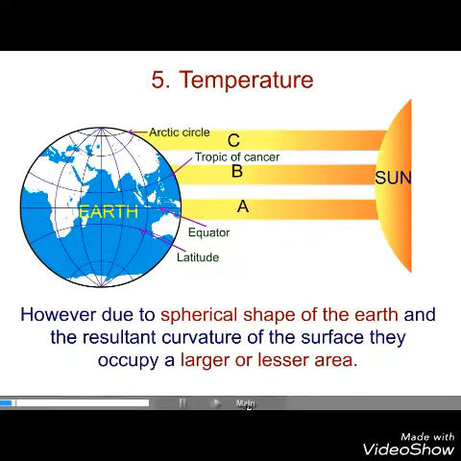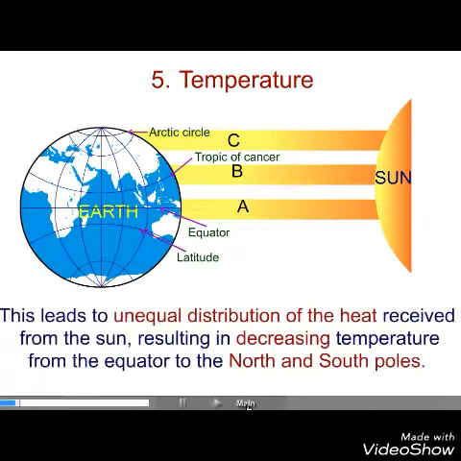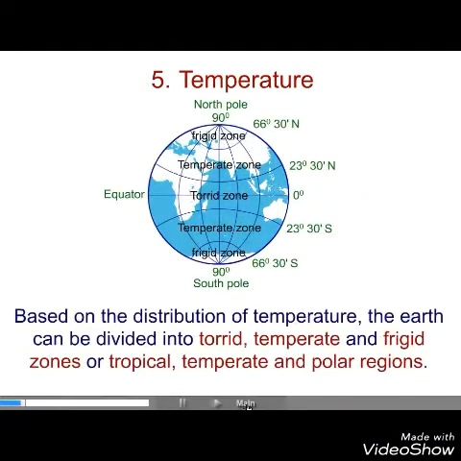Sun rays falling on the earth are straight and parallel to each other. However, due to the spherical shape of the earth and the resultant curvature of the surface, they occupy a larger or lesser area. This leads to unequal distribution of the heat received from the sun, resulting in decreasing temperature from the equator to the north and south poles. Based on the distribution of temperature, the earth can be divided into torrid, temperate and frigid zones, or tropical, temperate and polar regions.